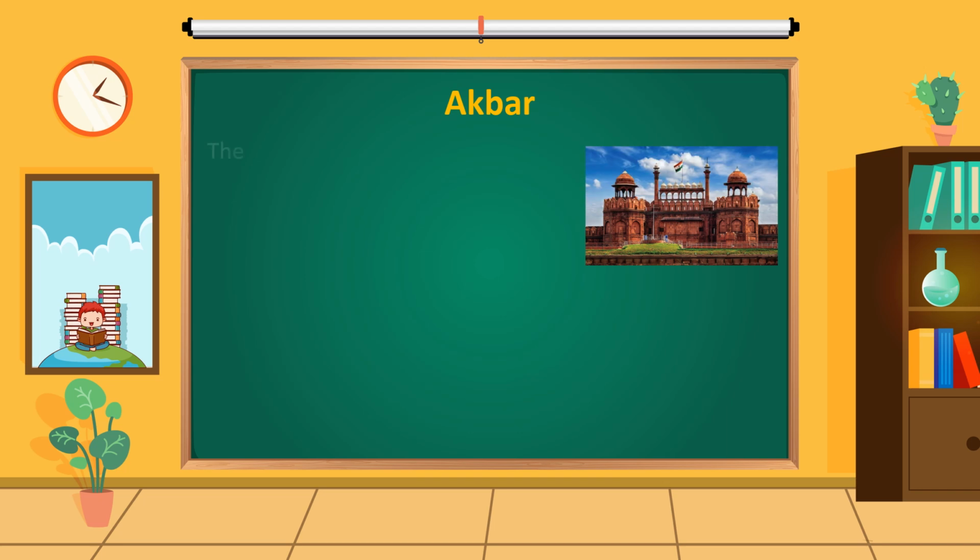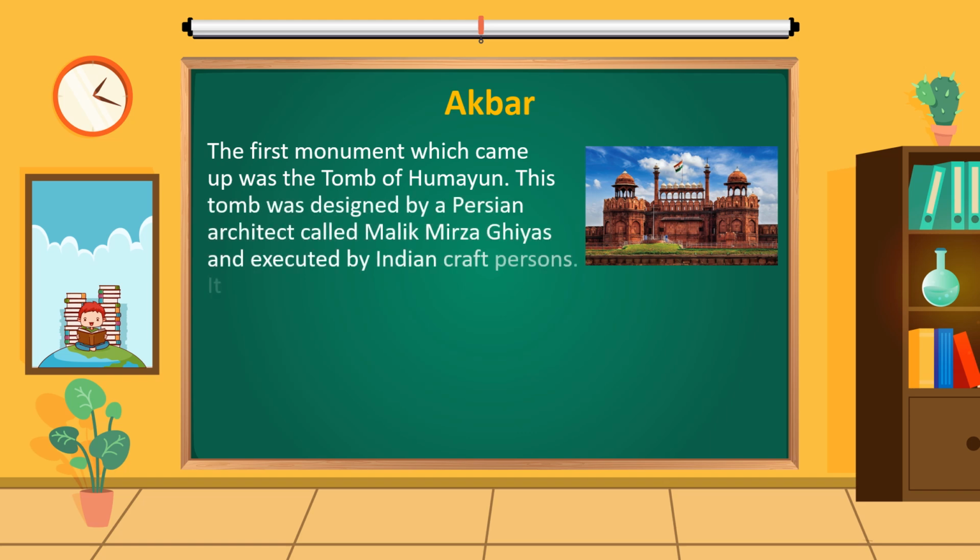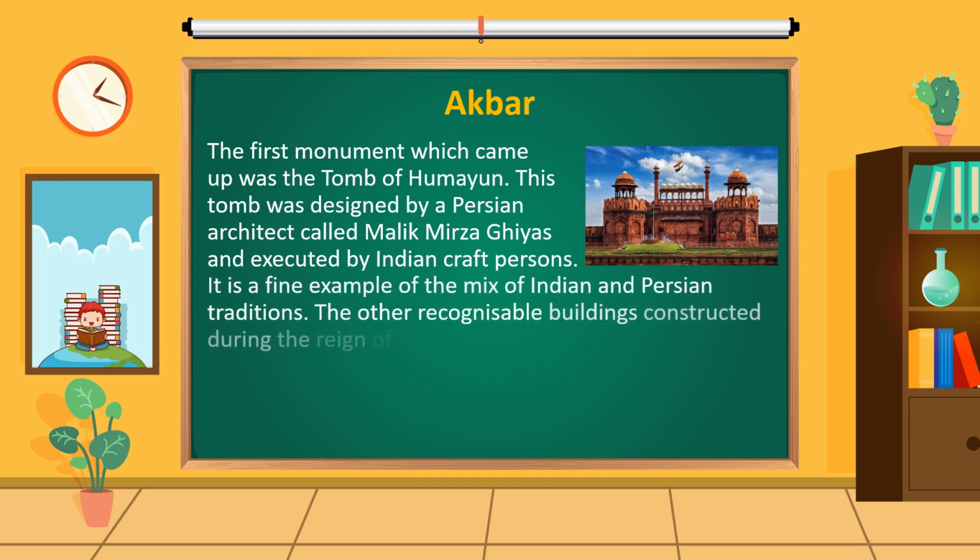Akbar. The first monument which came up was the tomb of Humayun. This tomb was designed by a Persian architect called Mirak Mirza Ghiyas and executed by Indian craftspersons. It is a fine example of the mix of Indian and Persian traditions. The other recognizable buildings constructed during the reign of Akbar are Red Fort at Agra, the city of Fatehpur Sikri, Lahore Fort, etc.